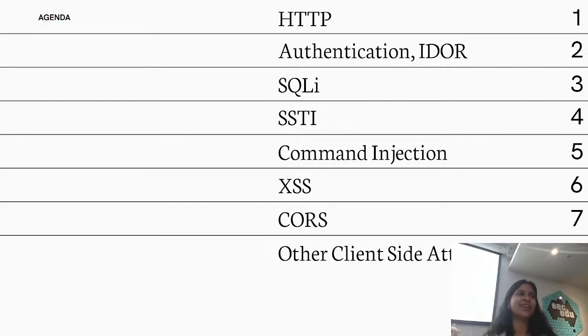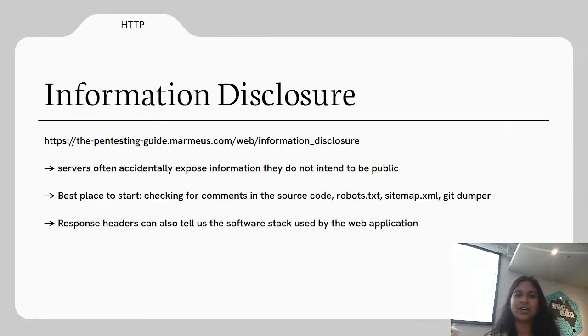Okay, so the first topic that we're going to be going over, I'm sure everyone's pretty familiar, is HTTP. The first step in any CTF or in web security in general is information disclosure. The website up there is the main website you can look at for steps on how to find information on the website that you're looking at.